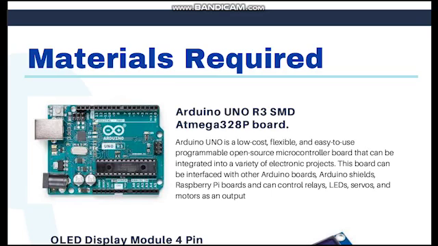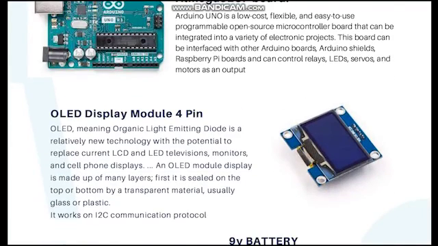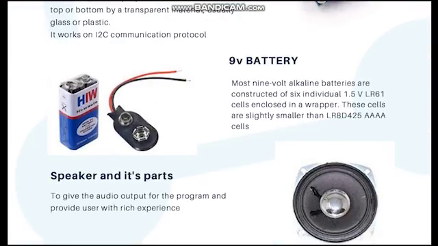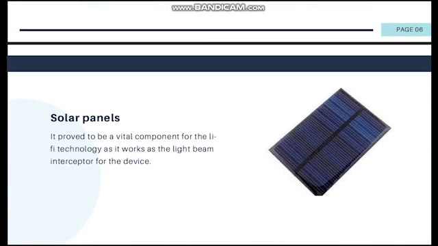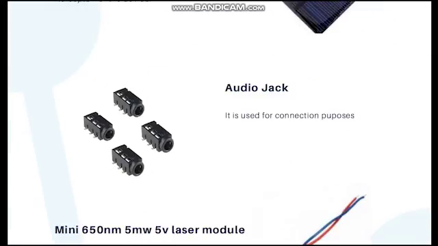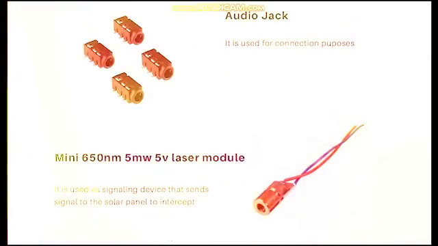The major components are, first, the Arduino Uno R3 SMT board, which is the microcontroller board containing 14 digital input-output pins and 6 analog input pins, a 16 MHz ceramic resonator, a USB connection, a power jack, an ICSP header and a reset button; a 1.3-inch OLED display module, 4-pin, with a 128x64 resolution; a speaker and its port for the audio output; a 6V 180 mAh solar panel which will receive the signal transmitted by the light source; a laser module to send the signal to the solar panel; a 9V battery and an audio jack.